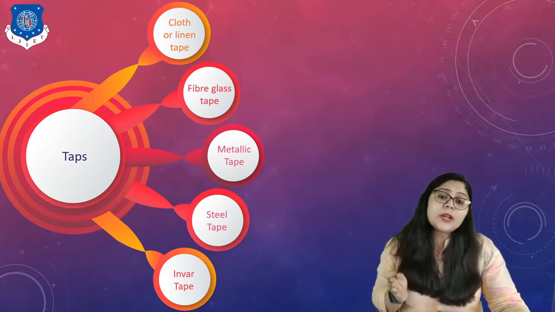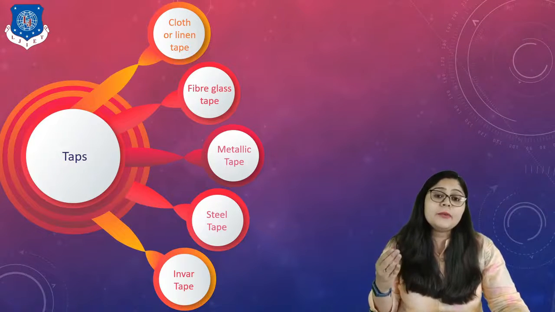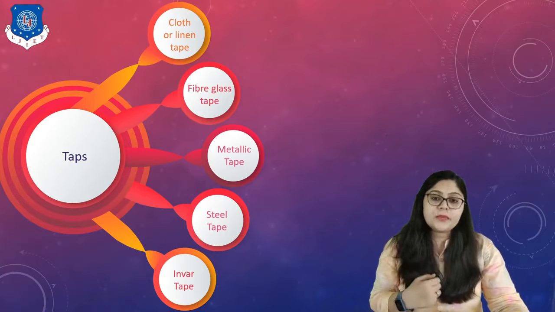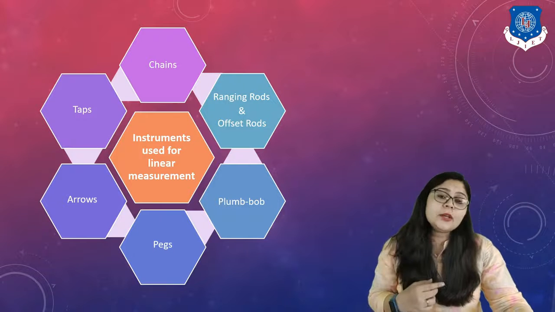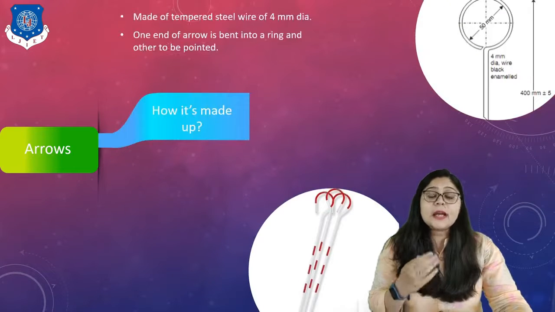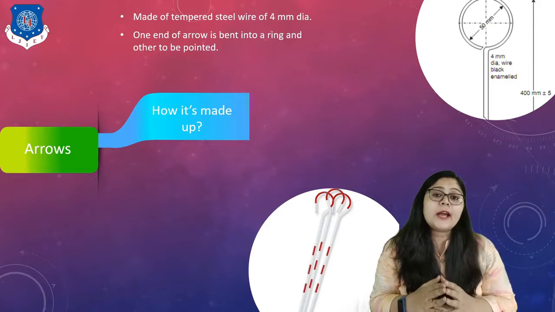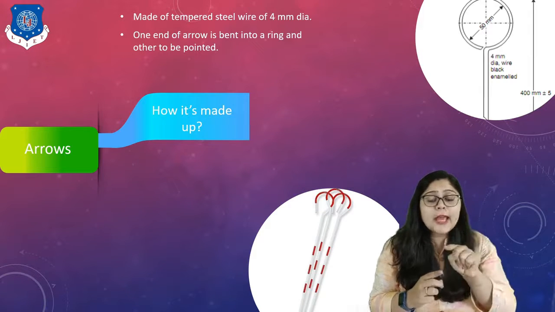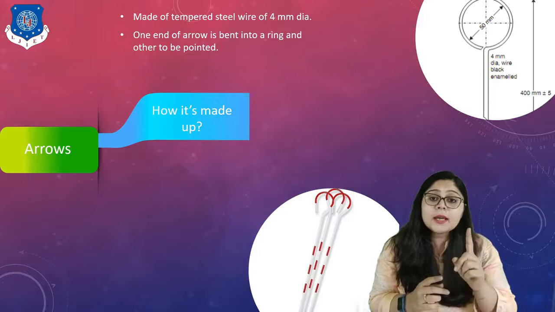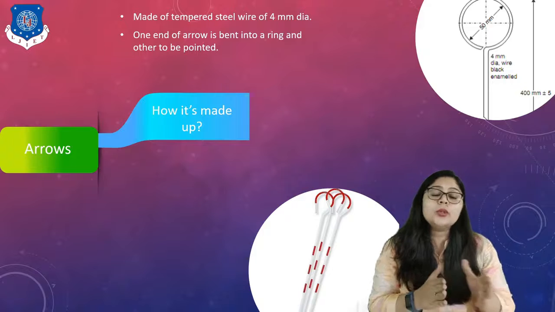So these are the different types of tape which are available, and we have to choose which kind of tape we should get for field survey. Now let's move to another instrument that is used for linear measurement, which is an arrow. Then the question arises how it's made up. Generally, it is made up of tempered steel wire of 4 mm diameter. Here on screen, you can see one end of the arrow is bent into a ring and the other is pointed. It means we can easily utilize it while we go to the field.